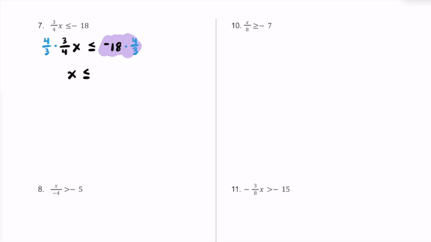I'm going to show that on the side. -18 is just -18 over 1. 4/3, I'm just going to write as 4 over 3. We can cross cancel the 3 and 18. Their GCF is 3, so you can divide them both by 3 to get 1 and to get this -6 on top. So if we multiply -6 times 4, that's going to be -24, and it's going to be -24 over 1, which is still -24. So x would be less than or equal to -24 here. This right here would be our solution.